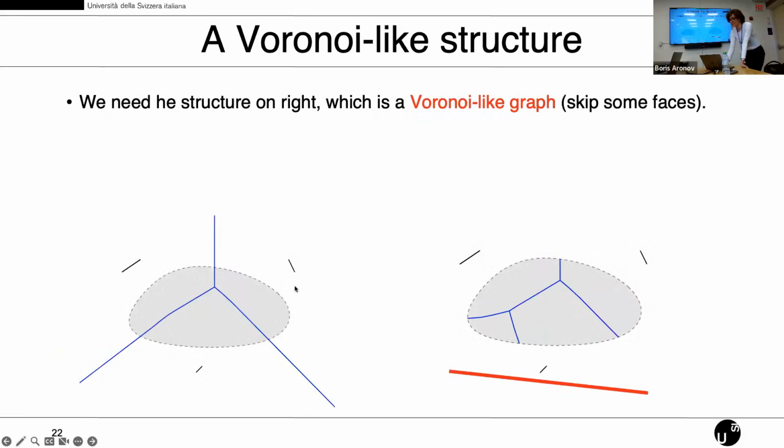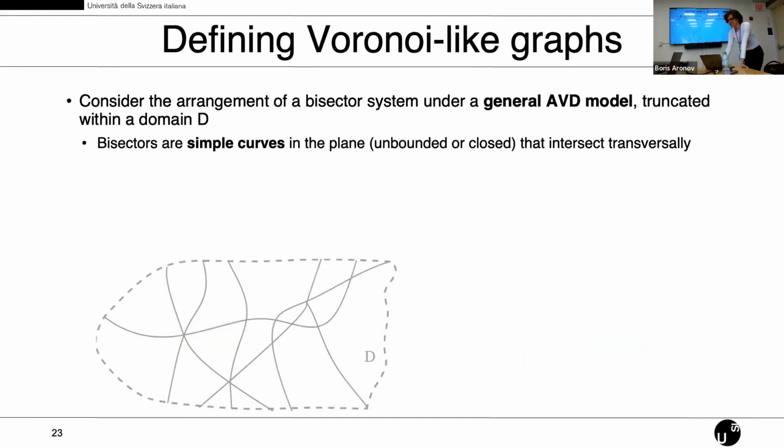So we need a structure. Maybe we need this structure on the right, which is Voronoi-like. So we need a Voronoi diagram, but we need the ability to skip faces. So I'll define such Voronoi diagrams. Let me define that.